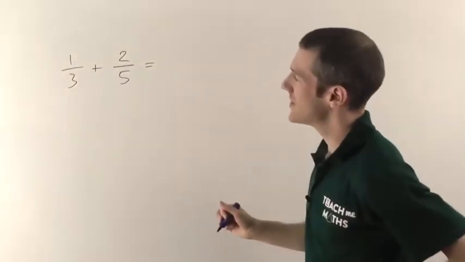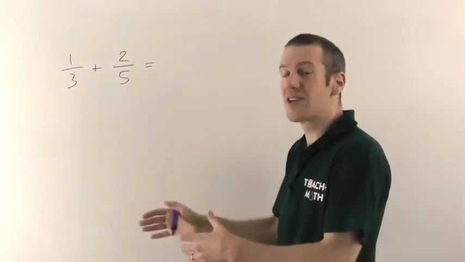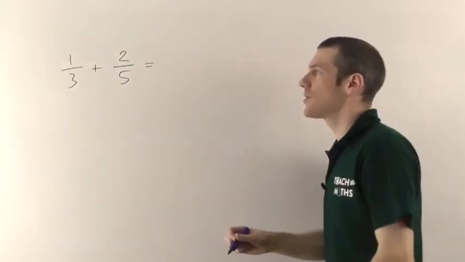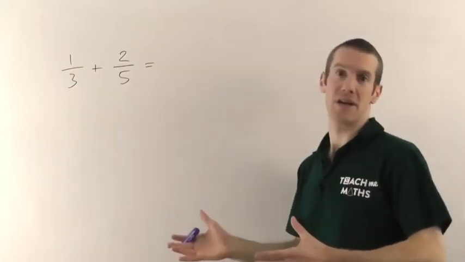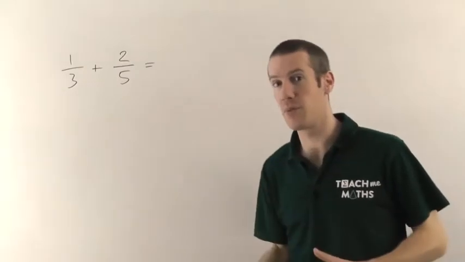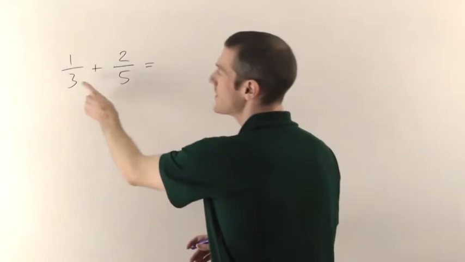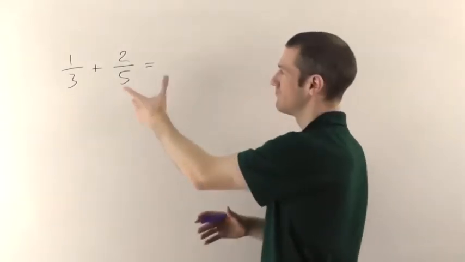Well, the short answer is here that the number on the bottom that you want to change these into, the kind of slice you want to go for, should be what's called the lowest common denominator. You may remember that from school. Sometimes it's called the lowest common multiple, but whatever you call it, essentially it's the smallest number that's in both these times tables. Let me show you what I mean.